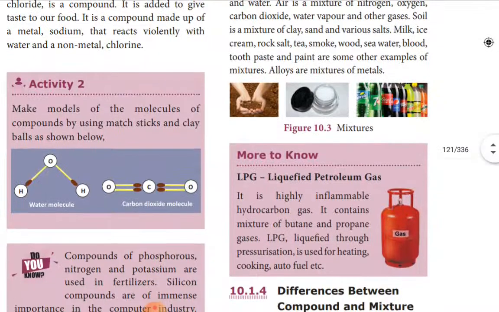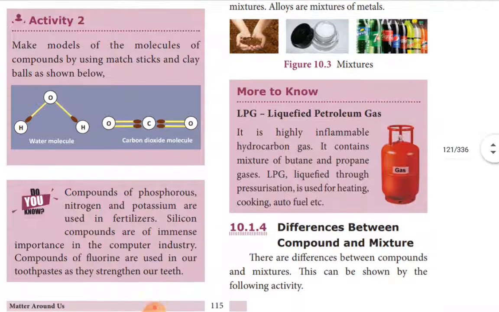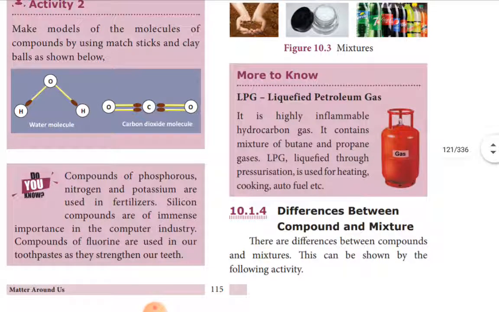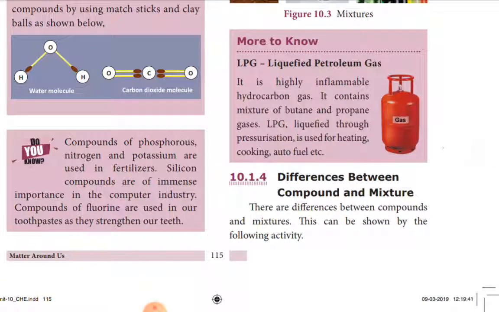And also see in Activity 2, it is given how to prepare models of a molecule of a compound by using matchsticks. For example, a water molecule. What is the formula of water? H2O. In H2O, 2 hydrogen atoms, 1 oxygen atom. In this structure, the water molecule is given. Similarly, carbon dioxide, CO2: 1 carbon, 2 oxygen. Similarly, you can prepare methane. Methane formula is CH4.